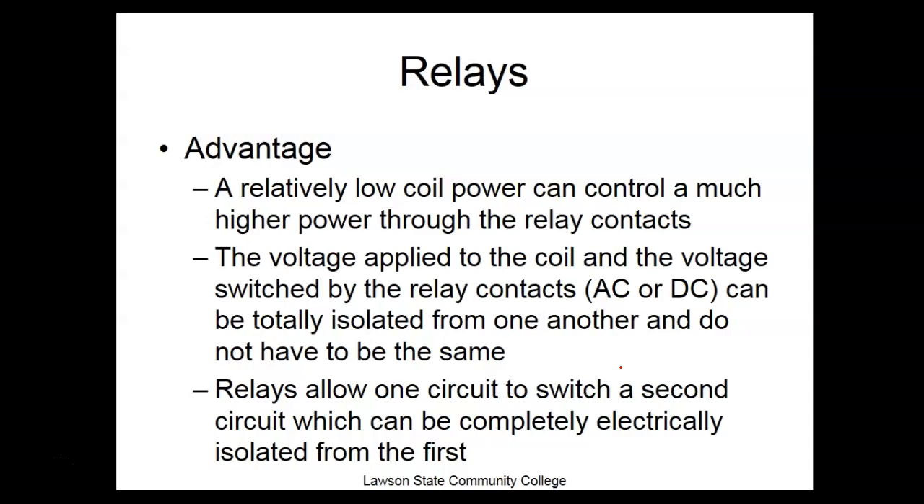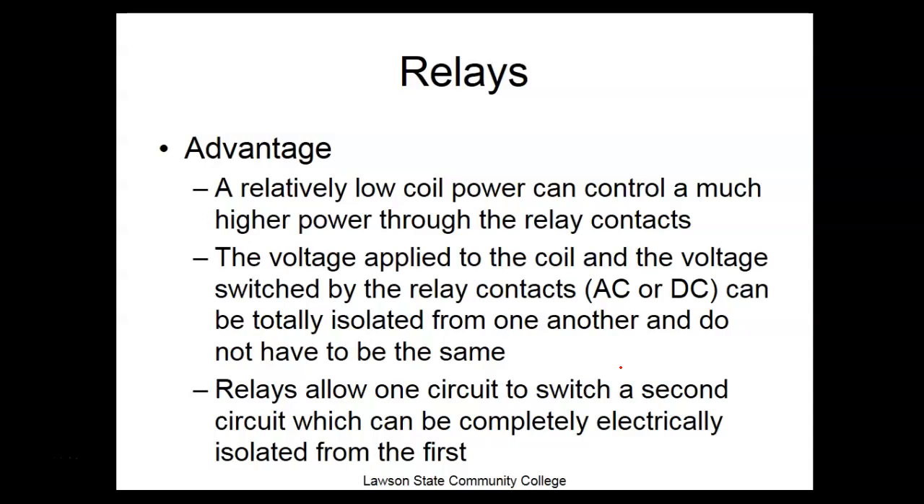Relays allow one circuit to switch a second circuit, which is completely electrically isolated from the first, which is pretty neat. So the output of the PLC might be 24 volts DC, and we could be switching 240 volts AC, and the 240 volts AC is in no way, shape, or form connected to the 24 volts DC.